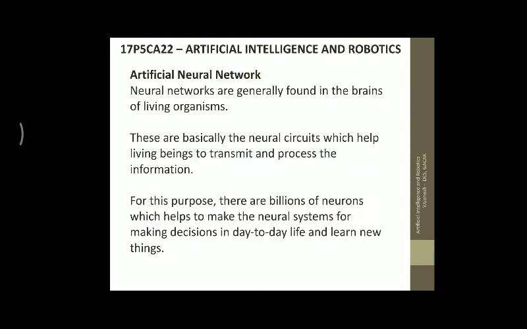Then we move into artificial neural networks. Neural networks are generally found in the brains of living organisms. These are basically the neural circuits which help living beings to transmit and process the information. For this purpose, there are billions of neurons which help to make the neural systems for making decisions in day-to-day life and learn new things.